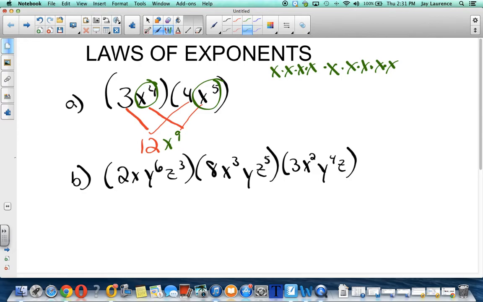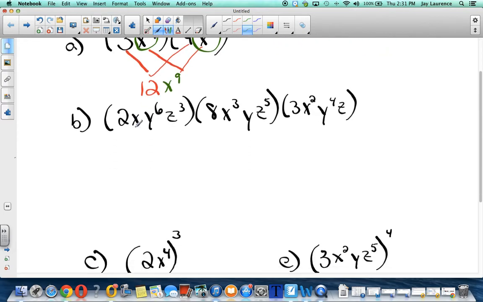There you go. Now, on B, I'm going to multiply the coefficients. I got 2 times 8 times 3, which I believe is 48, right? By the way, I didn't go 2 times 8 times 3. I thought that would be harder. I did 2 times 3 times 8. How do you suppose I did that? Jonathan knows. Yeah, that's right, Jonathan. I used the commutative property, of course. Very powerful.